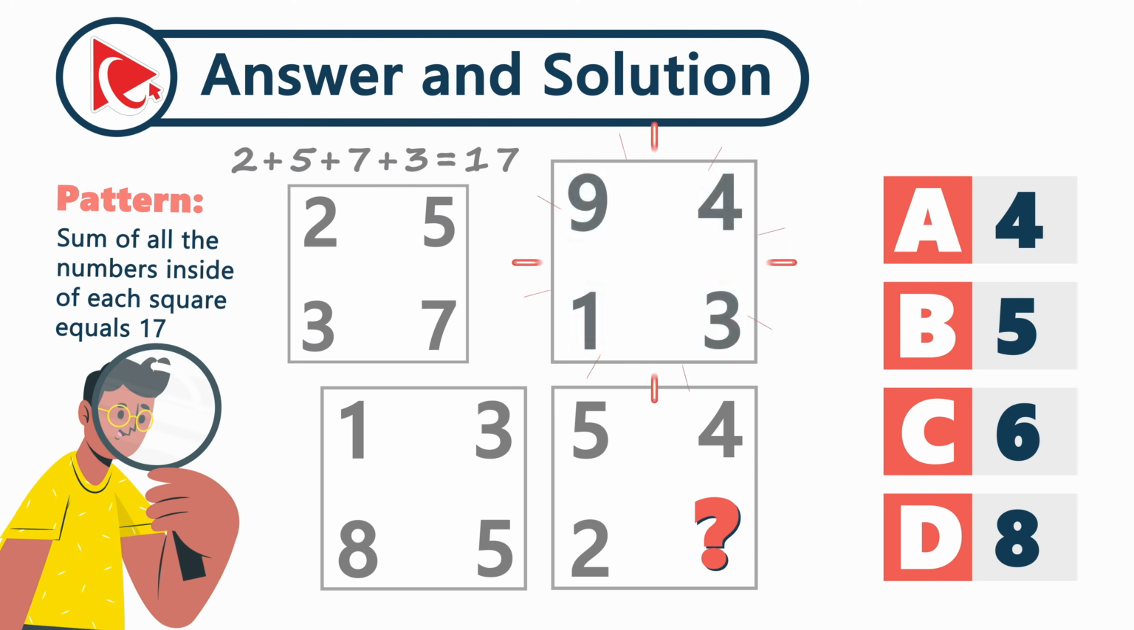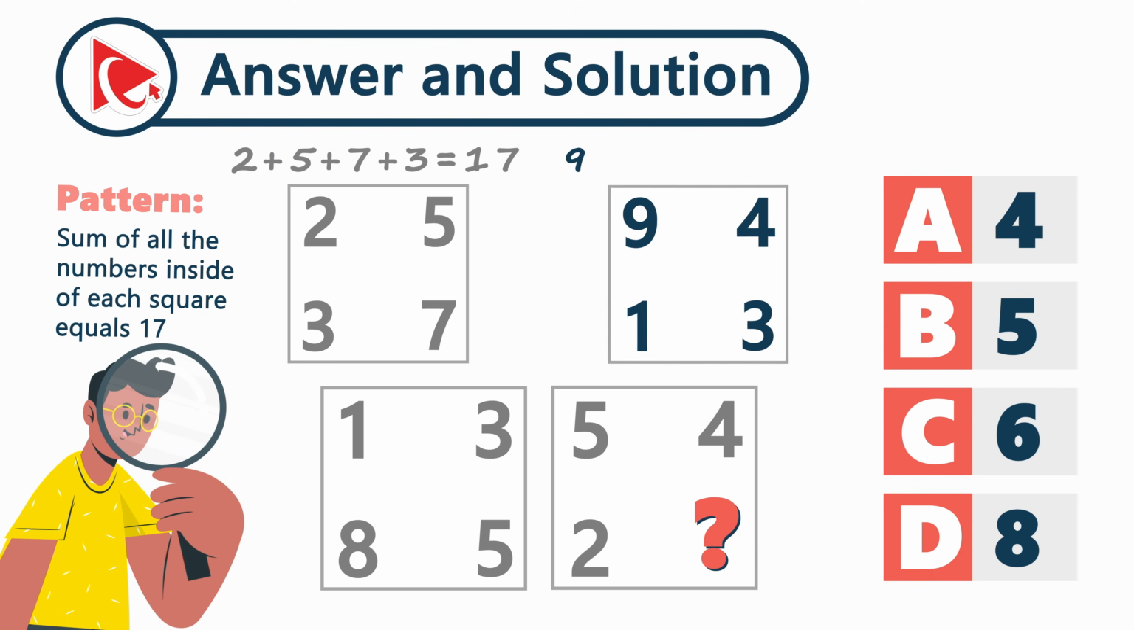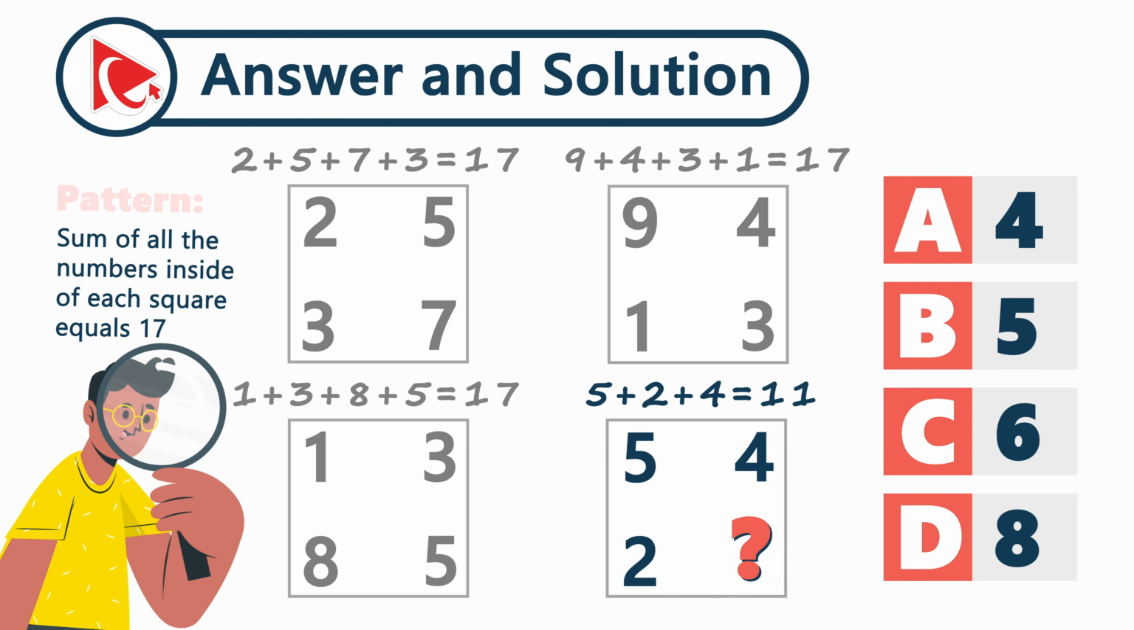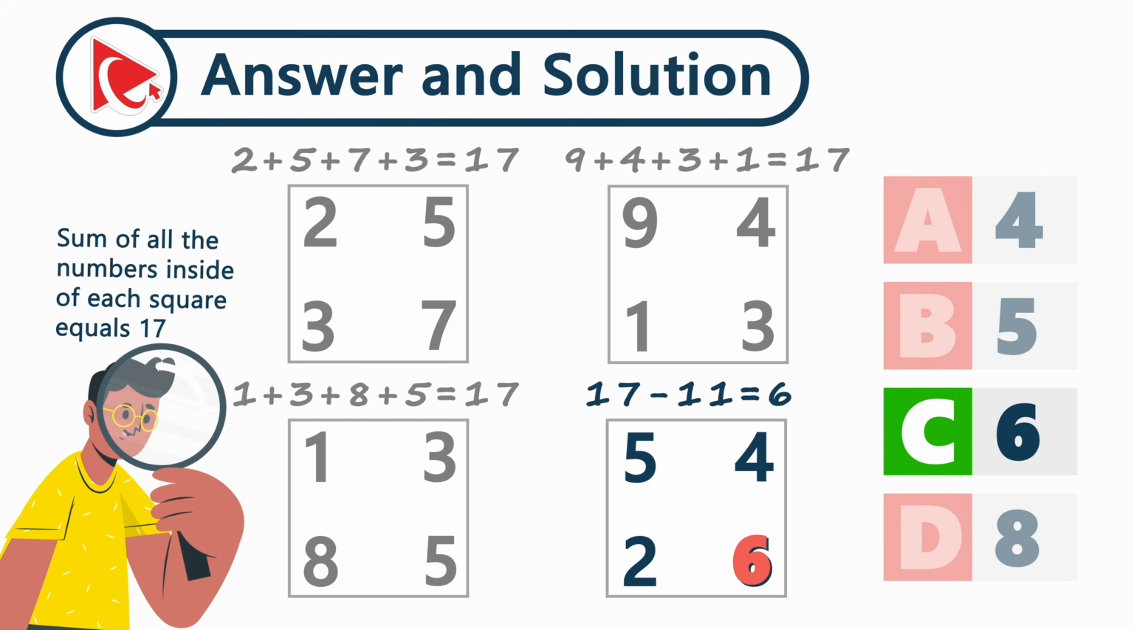Don't believe me? Let's verify with the second square. 9 plus 4 plus 3 plus 1 does equal 17. Let's move to the next square. 1 plus 3 plus 8 plus 5 does equal 17. And you know what time it is, right? It's the magic time to calculate the missing number. 5 plus 2 plus 4 equals 11. 17 minus 11 equals 6. So the correct answer here is choice C, 6.